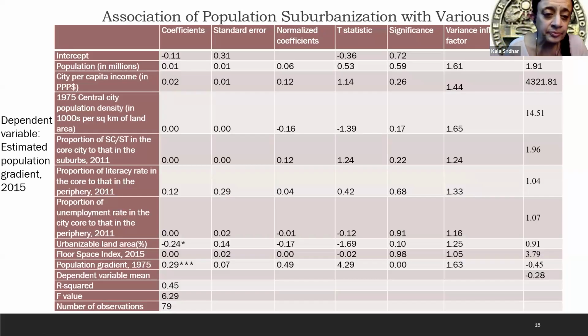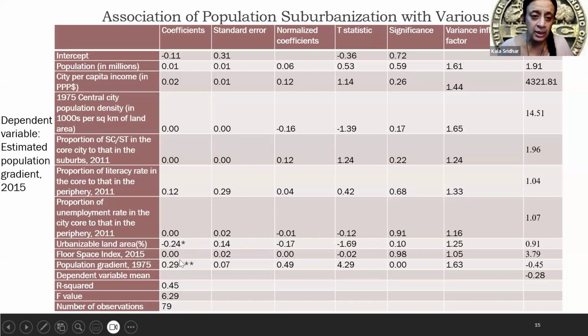the urbanizable land and the lagged value of the population gradient were the only ones with the expected and statistically significant effect on the population density gradient. This urbanizable land basically means that the higher the extent of urbanizable land, the lower is the population gradient, which means that the city sprawls a lot, which makes a lot of sense. Because if your urbanizable land, net of hilly areas, lakes and rivers and oceans, is greater, the greater will be the extent of sprawl. That's what this basically means, and that is consistent with what we expect.